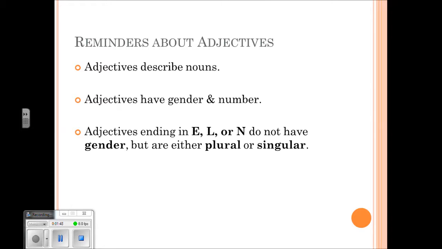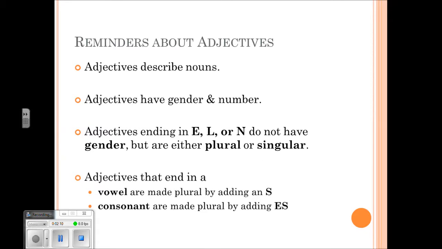So inteligente, for example, ends in an E. Whether you're talking about un chico inteligente or chica inteligente, it stays the same on the ending. It keeps the E. But if you say chicos inteligentes, if chicos is plural, then inteligente would be inteligentes and be plural as well. And finally, adjectives that end in a vowel are made plural by adding S, and the ones that end in a consonant are made plural by adding ES.